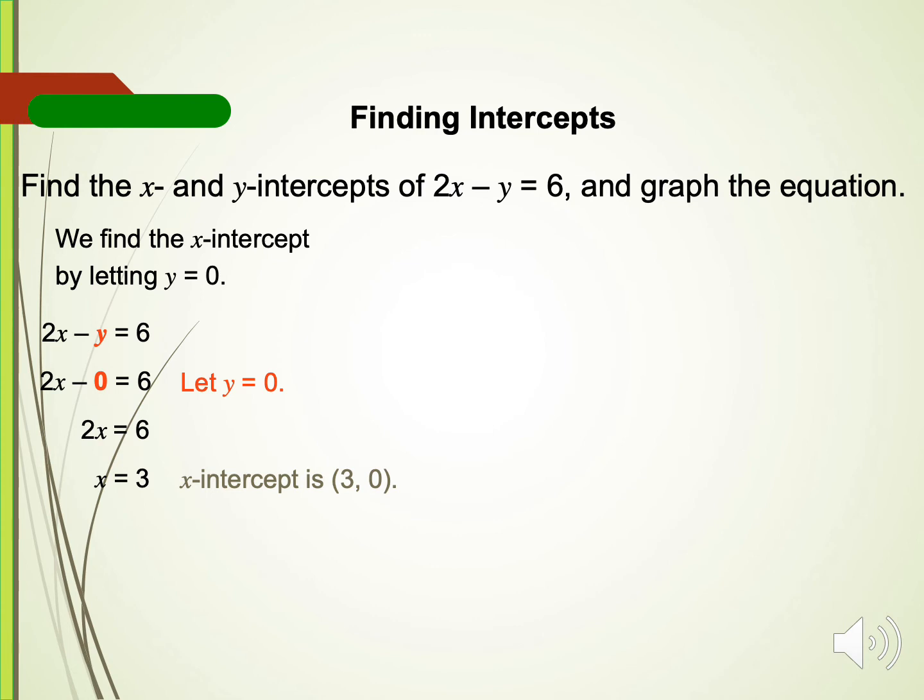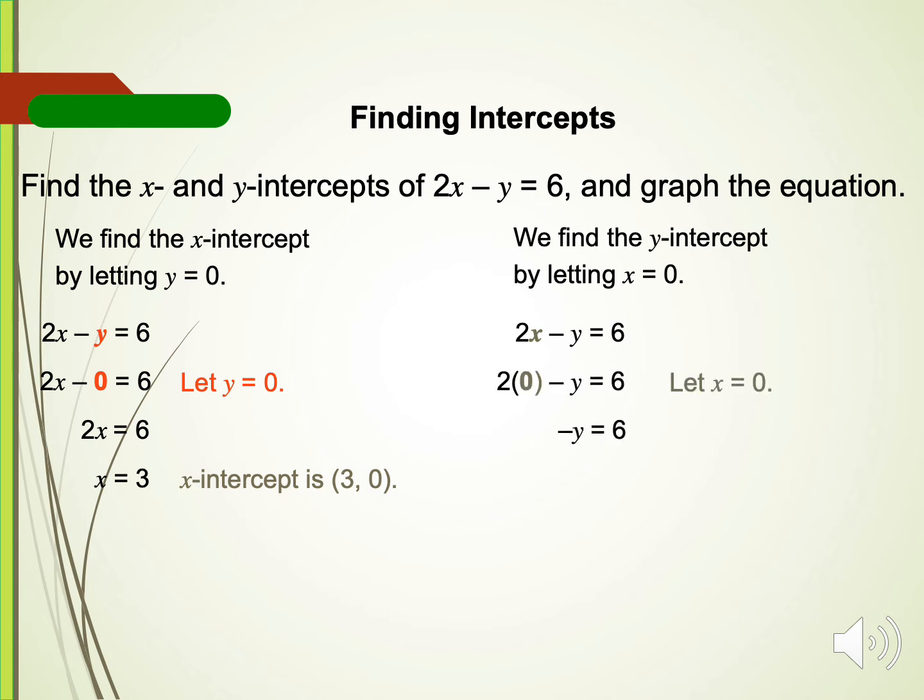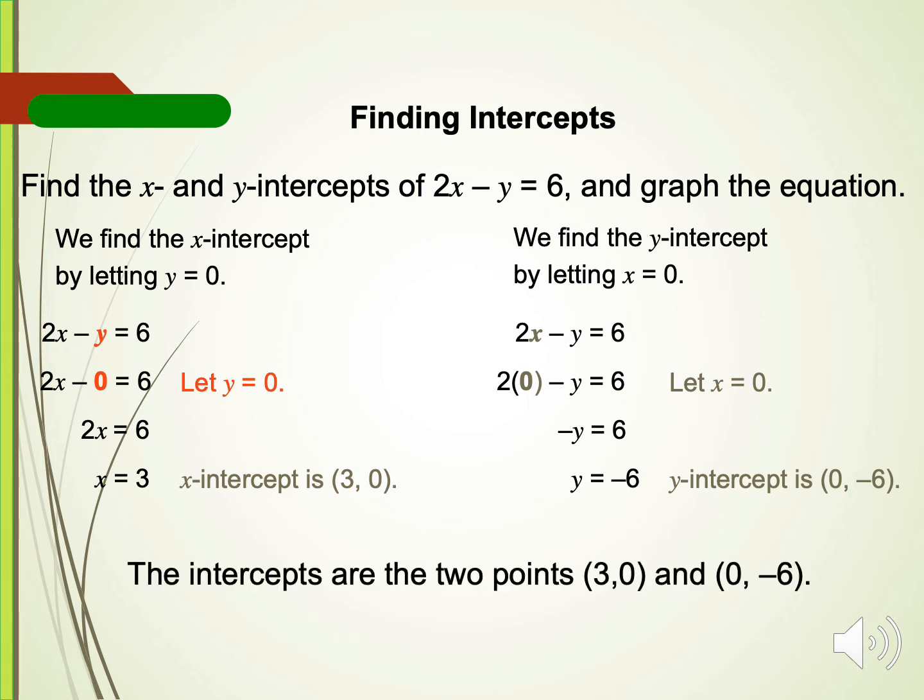Next is we are going to find for the y-intercept. So let x be equal to 0. Go back to the equation 2x minus y equals 6. So substituting x be 0, you have negative y equals 6. So y equals negative 6. And you have the y-intercept 0, negative 6.